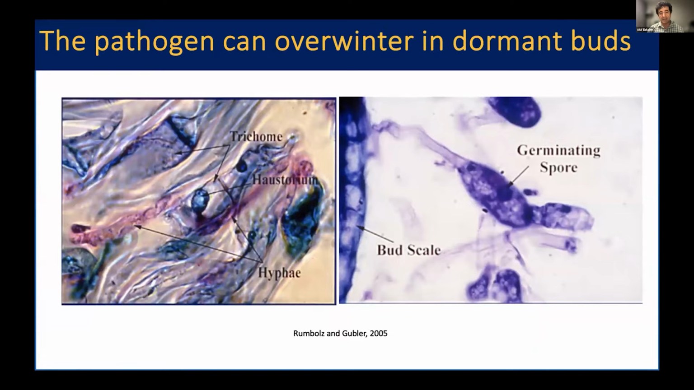In the past, my predecessor, the late Doug Gubler, did some research, and they also identified the mycelium of the powdery mildew pathogen in dormant buds. So these are a few pictures that show how they survive in those dormant buds. But again, the amount of this survival is very low. The majority of the infestation comes from the overwintering structure, the cosmothecia, in the field.